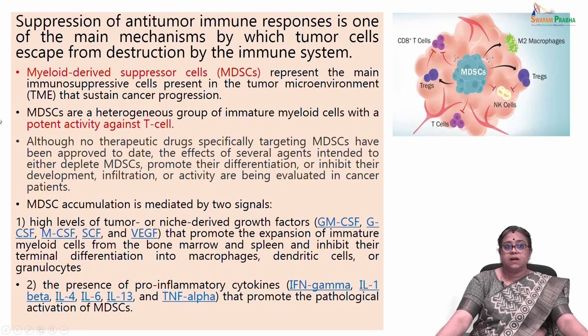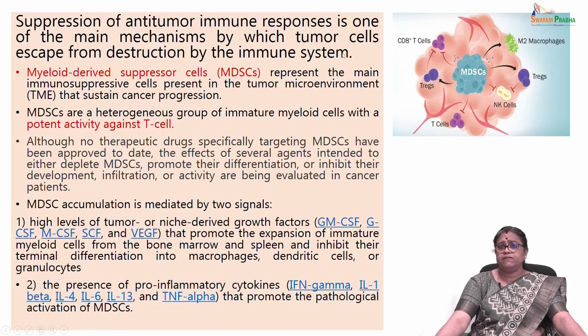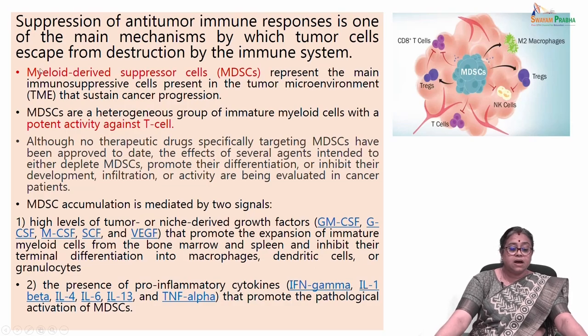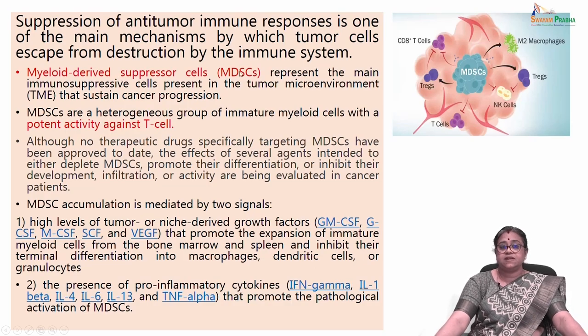Now let us see, suppression of an anti-tumor immune response is one of the very main mechanisms by which the tumor cells escape destruction from the immune system. How does this happen? There are the myeloid-derived suppressor cells, what we call the MDSCs. They represent the main immune suppressive cells present in the tumor microenvironment that sustain cancer progression. So, these MDSCs are the main players present within the tumor.